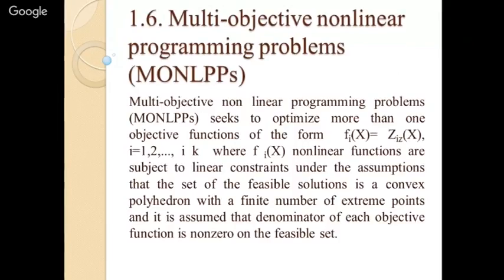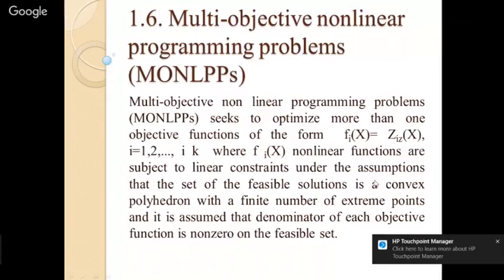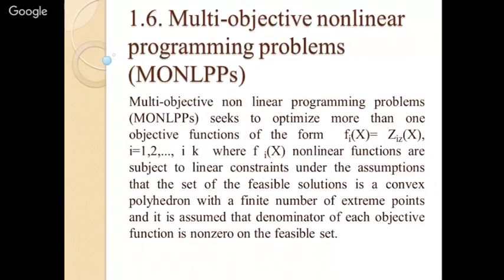Now we come to the multi-objective non-linear programming problem. As the wording of this problem states, we have multiple objectives, and each or some of the objective functions are non-linear in nature. So a multi-objective non-linear programming problem seeks to optimize more than one objective function of this format, where f_i(x) is a non-linear function, subject to constraints. Here we have taken one assumption: the set of feasible solutions is a convex polyhedron with a finite number of extreme points.